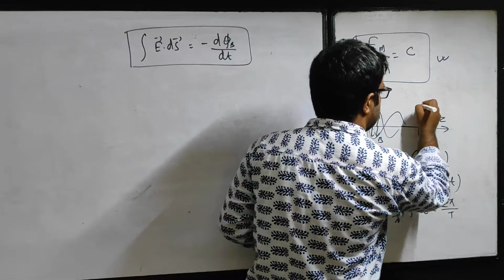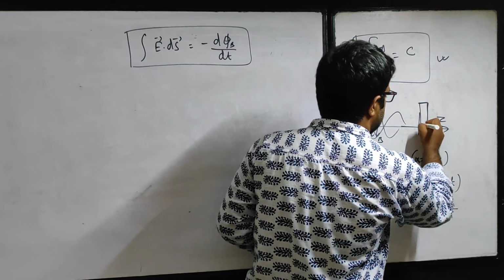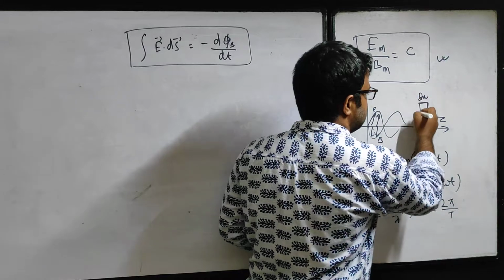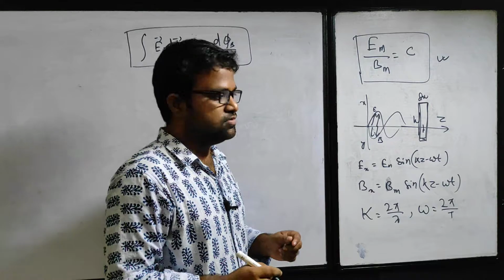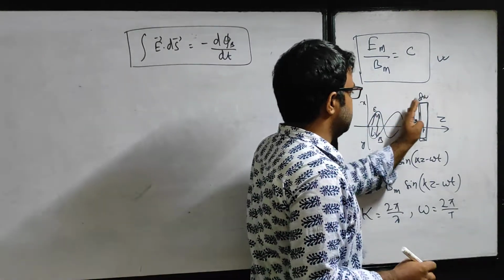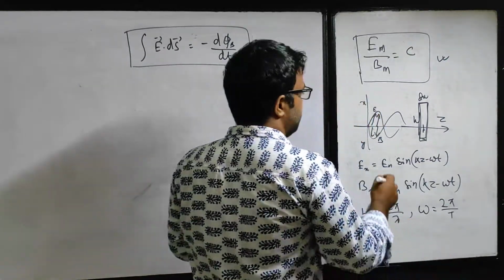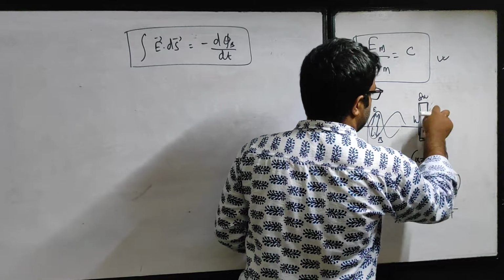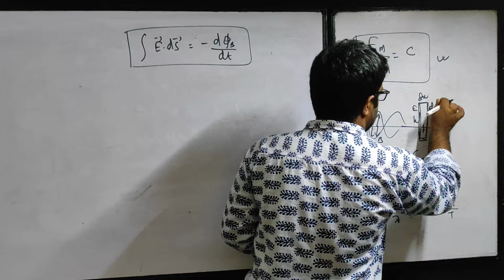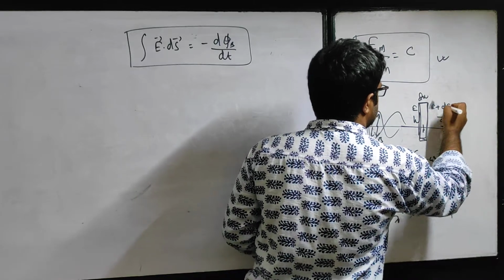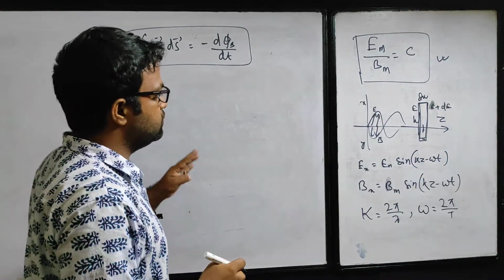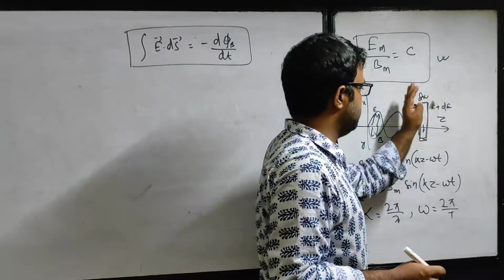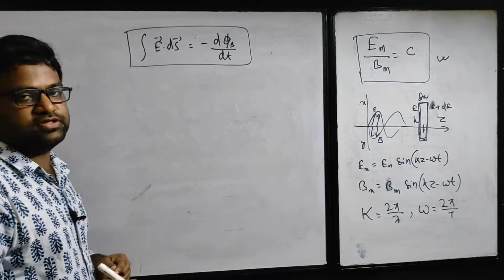Now let's say a rectangular loop is there, having a point P. The wave will pass through this rectangle, where the width is dx and the height is h. When the electromagnetic wave propagates, on one side the electric field will be E, and on the other side it will be E plus dE, the electric field strength.